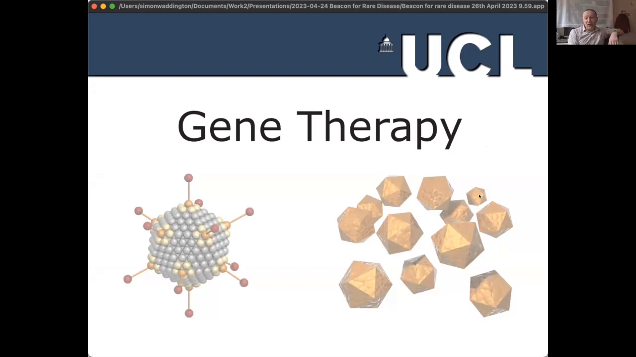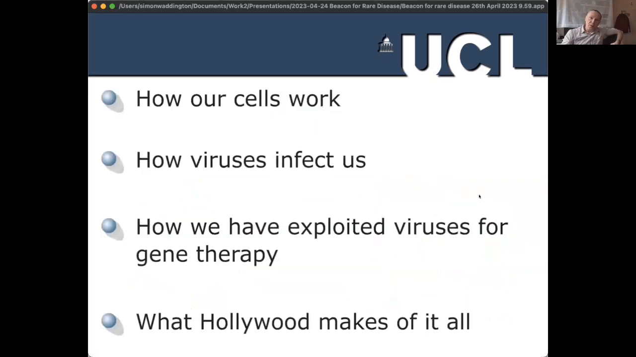I work in gene therapy for inherited genetic diseases, particularly those affecting children. So I'll start off, first of all, by telling you how our cells work. And then I'm going to tell you about how viruses infect our cells, and there's a reason for this. And then I will tell you how we have exploited viruses for gene therapy. And then I'm going to move into what Hollywood makes of it all.